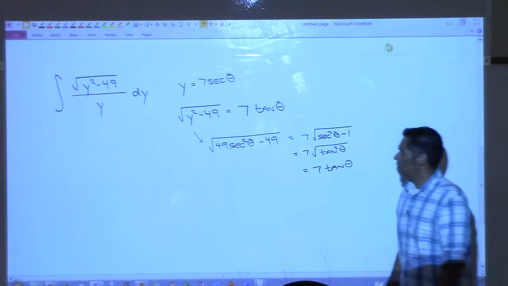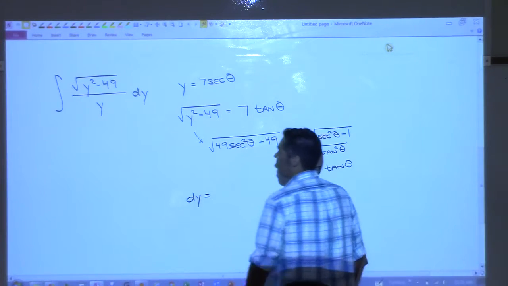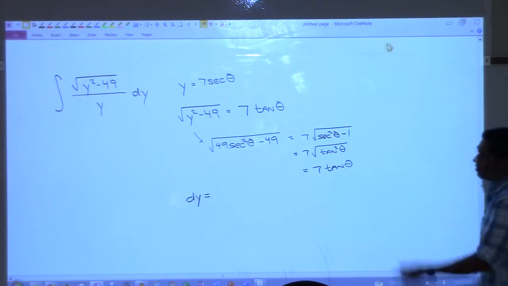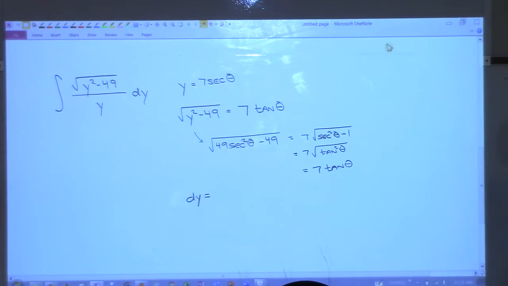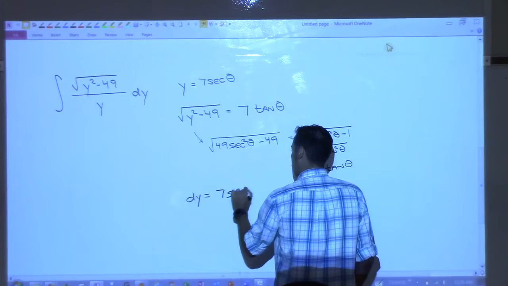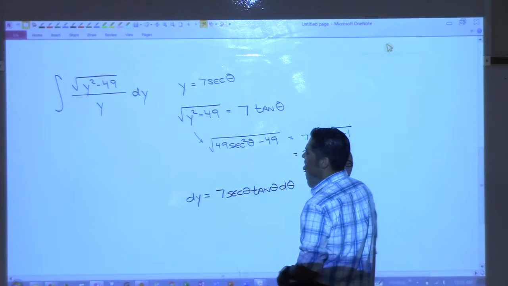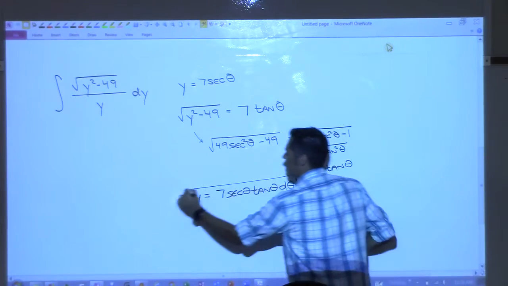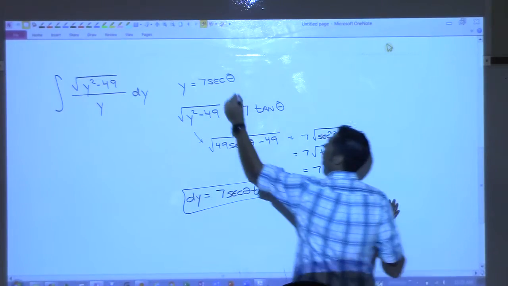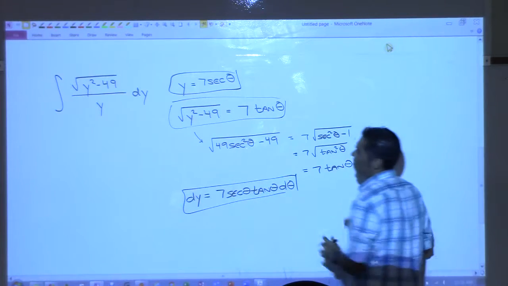Okay. So we also need to know what dy would be. Those are the 3 things we need to know. So what would the derivative of our substitution be? 7 secant theta tangent theta d theta. So here are the things that I concluded. This right here, and that right there. Those are the 3 pieces.